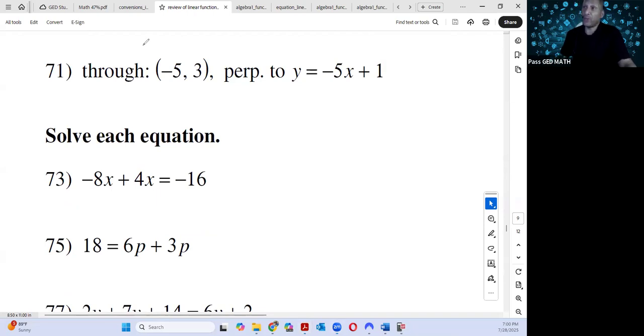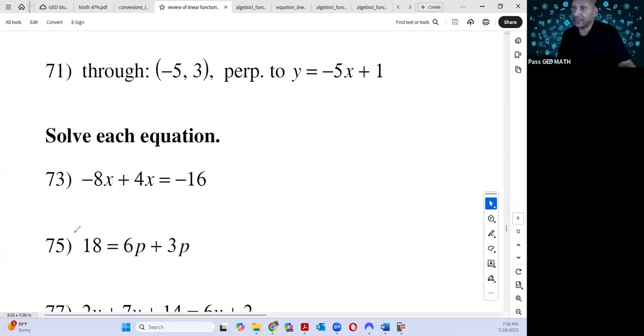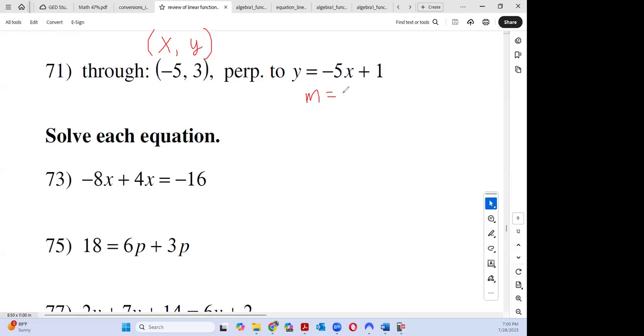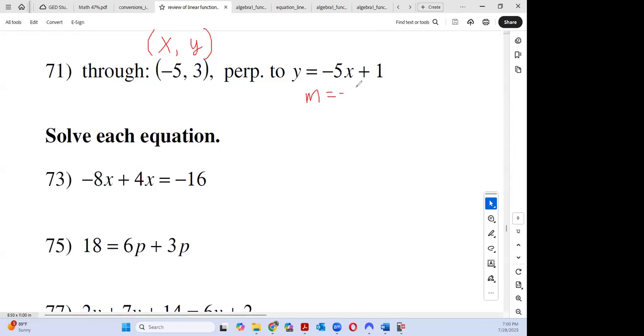Identify what we know. What do we know about the -5 and 3? What is that giving us? It's giving us X and Y. That's 1 point, giving us X and Y. This equation, y = -5x + 1, what's my slope? Negative 5. Negative 5x.